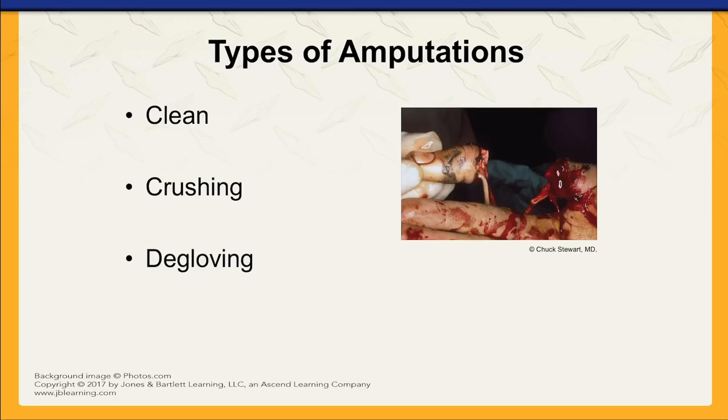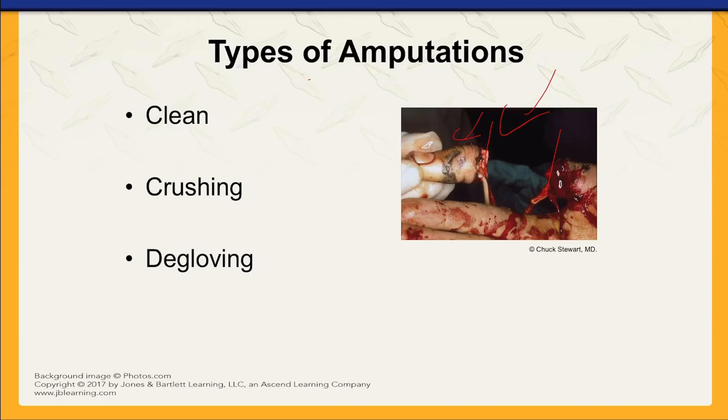If you look over here, essentially what we have is a clean amputation. Why is it clean? Because it's a nice clean slice. It's not jagged or anything. It looks like an incision. So this looks like a thumb that's been amputated from this person's hand. It's a nice, clean, complete cut.